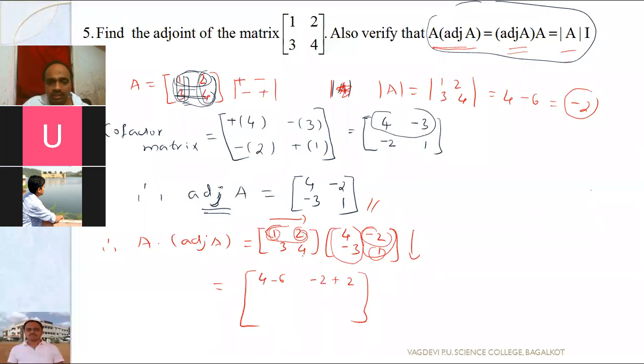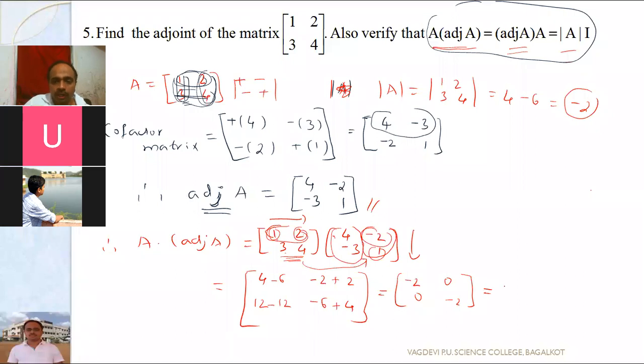Second row is 3, 4. Second row into first column: second row 3, 4, first column again 4 and minus 3. So 3 into 4 is 12, and 4 into minus 3 is minus 12. Then the same second row into second column: 3 into minus 2 is minus 6, and 4 into 1 is 4. What is the answer? 4 minus 6 is minus 2. This is 0, then 0, minus 2. Correct?